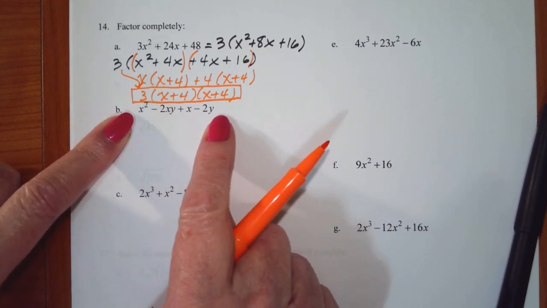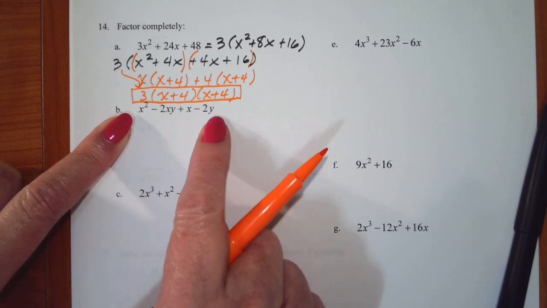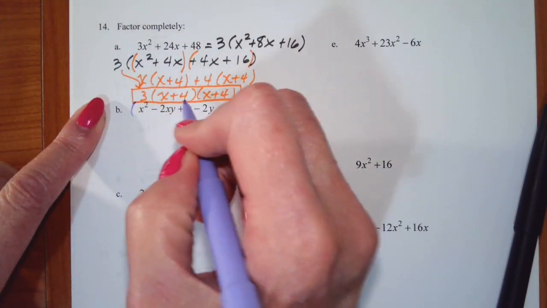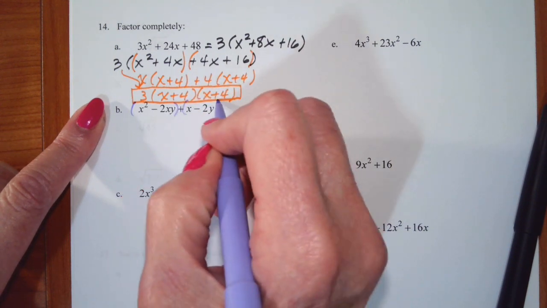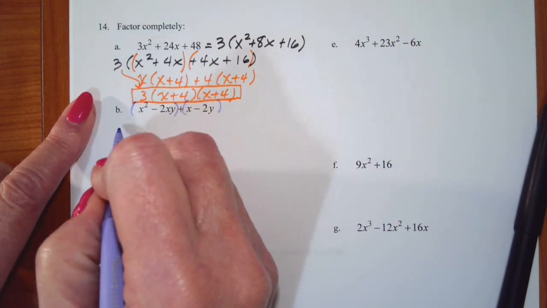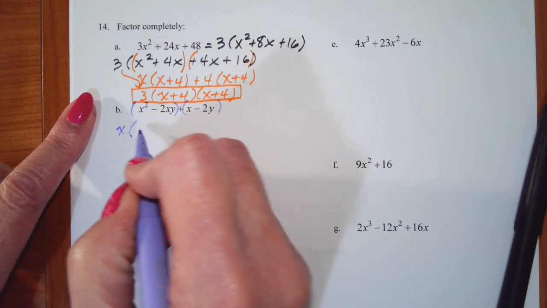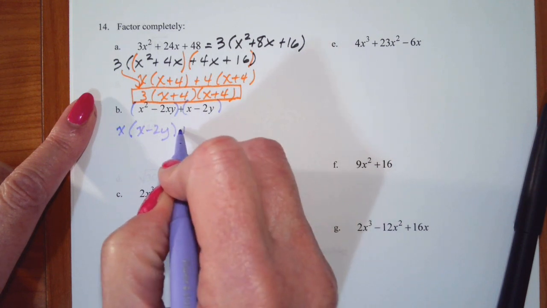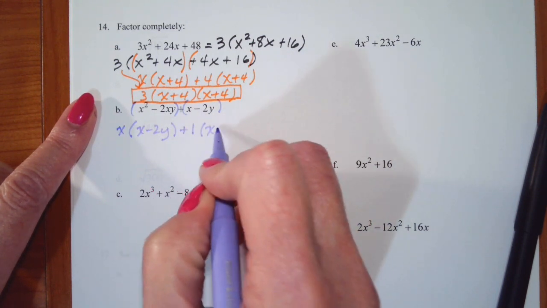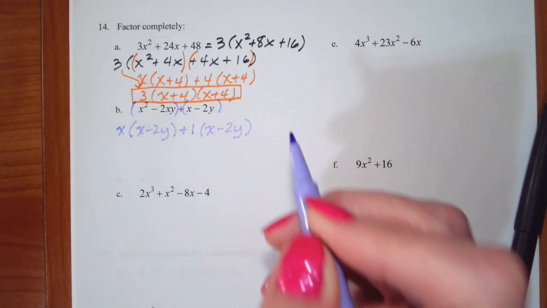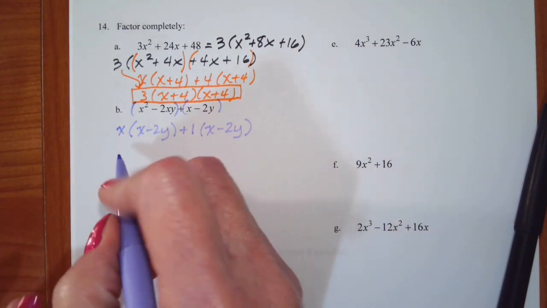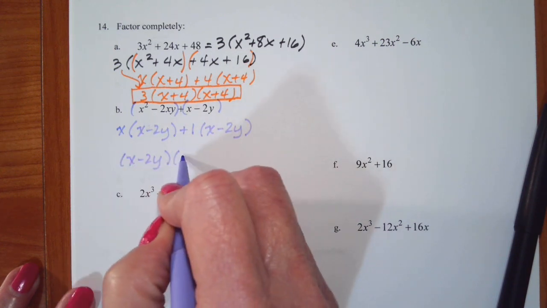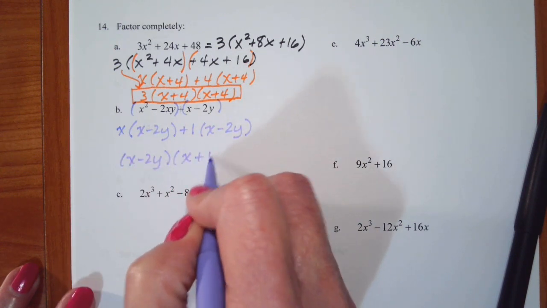Okay, here I have 4 terms. There is nothing in common to all 4 of them. So I can just go ahead and group. I have a plus sign in between, so I'm good. The GCF here is x, and I'm left with x minus 2y. The GCF here is 1. I'm left with x minus 2y. I have a common binomial factor of x minus 2y, and my GCFs are x plus 1.